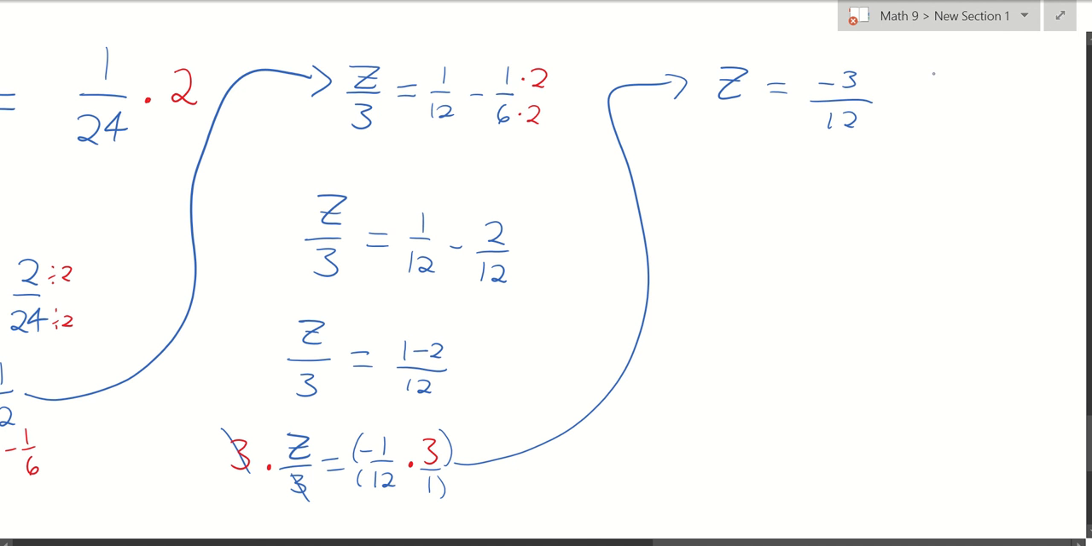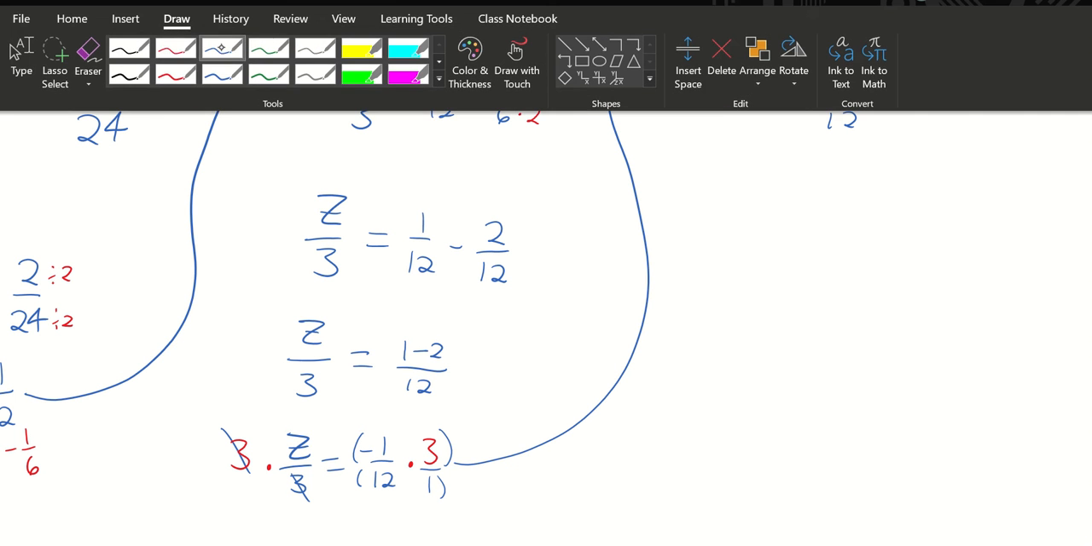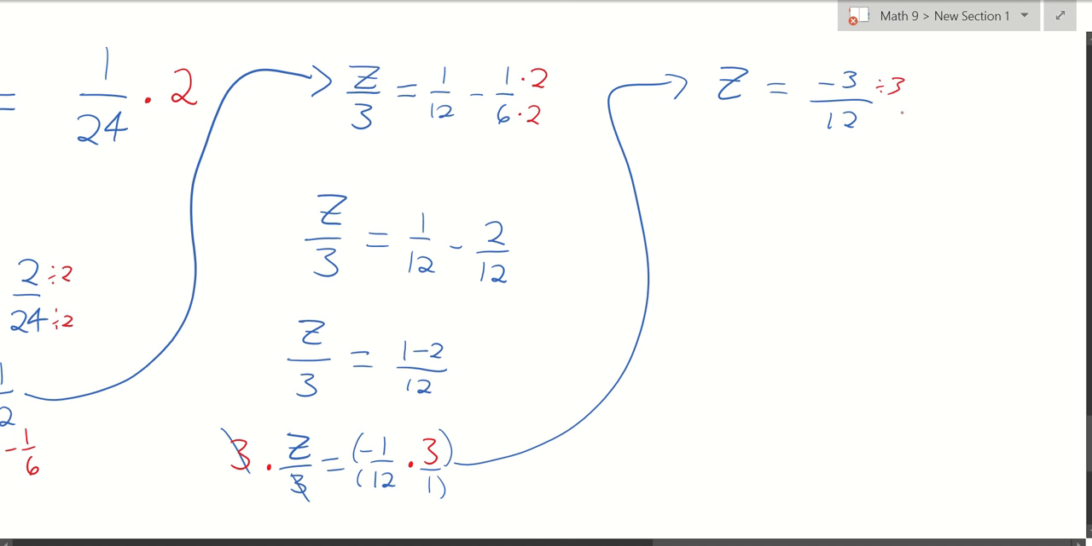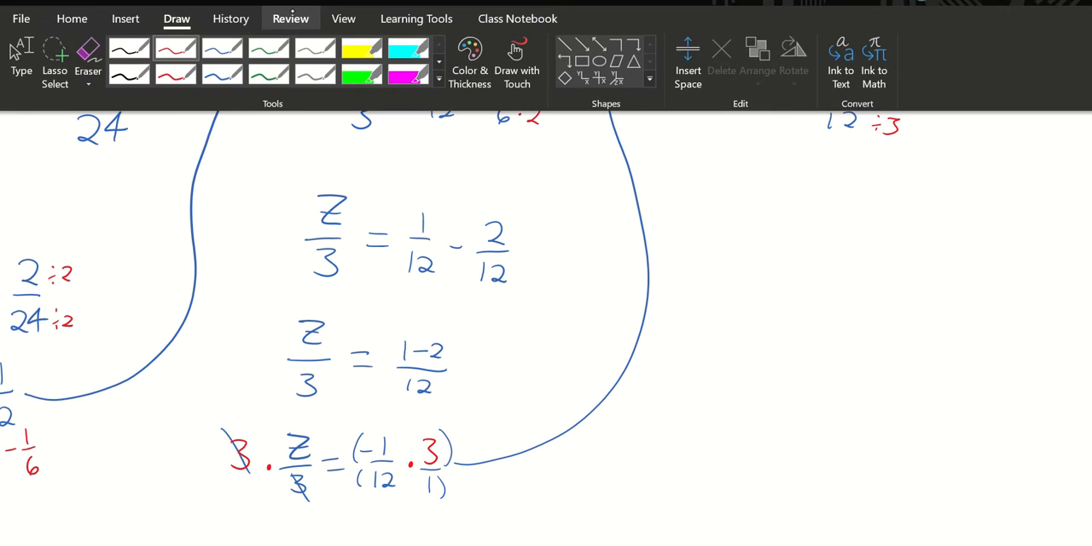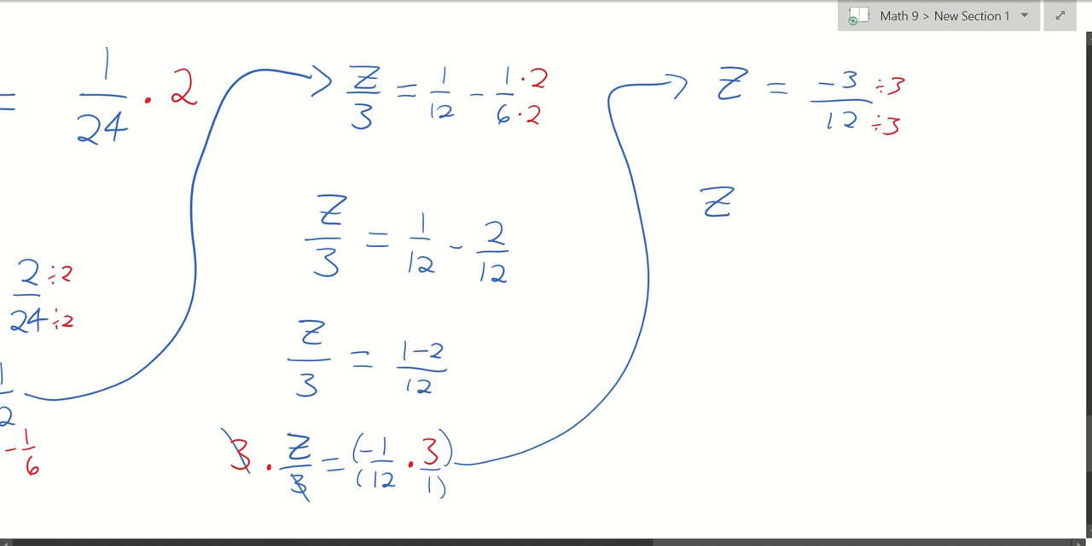Is this the final answer that will get you a perfect mark? No, not final. We can simplify. How do we simplify? Well, the top number has a factor of 3, the bottom number has a factor of 3, so divide the top and bottom by that common factor, divide by 3, divide by 3, and here we can see z is just negative 3 divided by 3 is negative 1, and 12 divided by 3 is 4. There we have our solution for z.